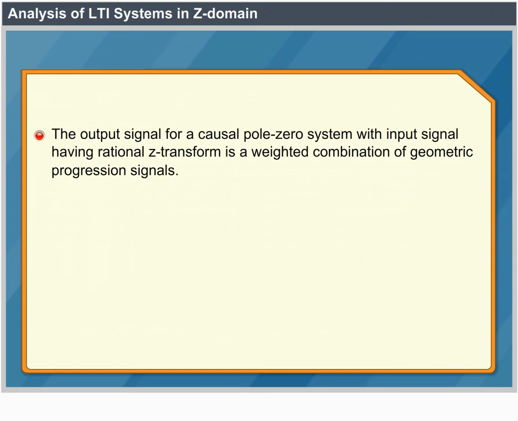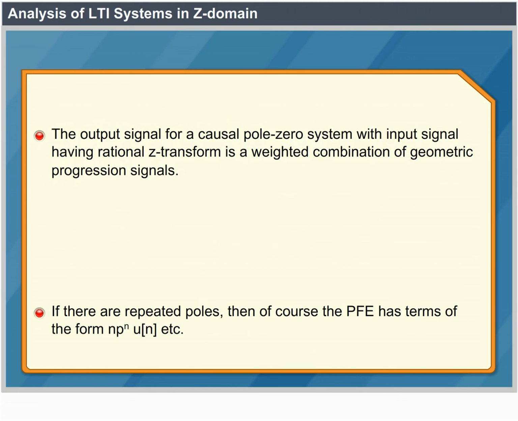The output signal for a causal pole-zero system with an input signal having a rational Z transform is a weighted combination of geometric progression signals. If there are repeated poles, then of course the PFE has terms of the form n into p power n into u of n, etc.